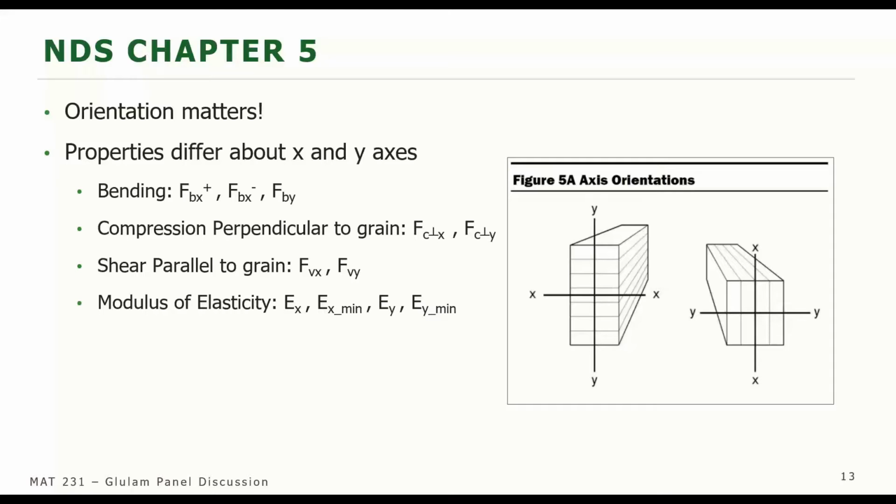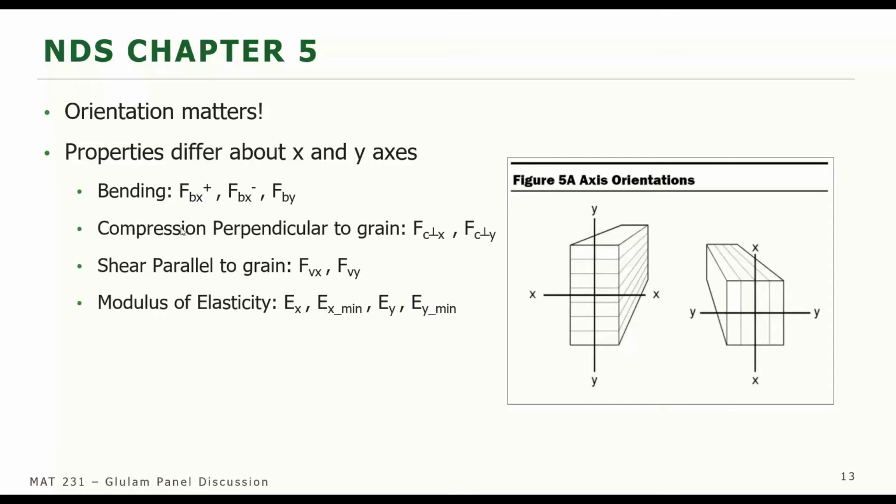Another thing in Chapter 5 that we want to talk about is the properties about the X and Y axes. So the orientation of the glulam member matters. You'll see that the X-axis is oriented parallel to the individual laminations, while the Y-axis is perpendicular to those laminations. So regardless of which way, if it's oriented in an upright fashion, like what we see here on the left, or if it's on its side, in a flatwise fashion, like what we see here on the right, we do need to be aware of that and choose the appropriate properties for those axes.